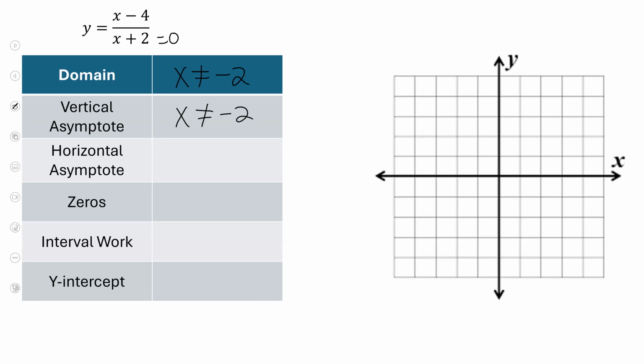The horizontal asymptote is going to be y equals 1. Since the degree is the same, you're going to look at the coefficients, which is 1 over 1. So we just put 1.